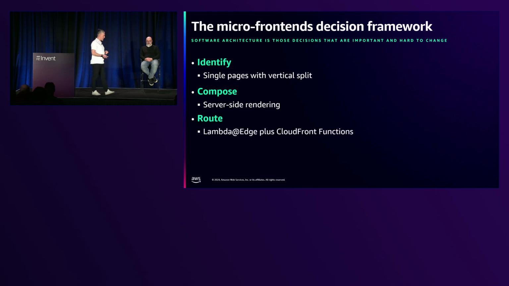Next, routing or routing, depending on the flavor of English you speak. You can, of course, route on the front end or the back end, but once you choose server-side rendering, the choice is restricted to server-side. And then still you have multiple choices. You can do reverse proxy with Nginx, but of course you have Lambda@Edge and CloudFront functions. Why not? They work pretty well.